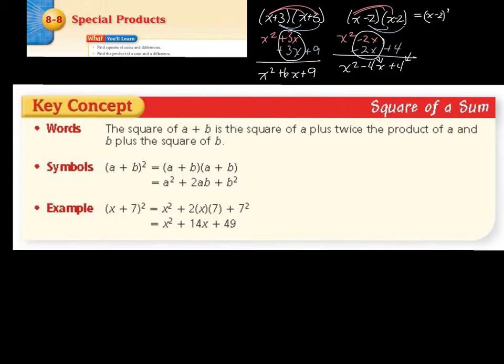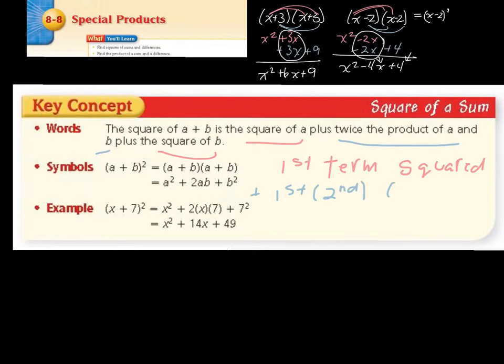Every time we square a binomial, it is always going to be the square of the first term, in this case a, plus twice the product of a and b, so twice the product of the first and the second term, and then plus the square of b. So it's always first term squared plus first term times the second term times 2, and then it's always plus the second term squared.